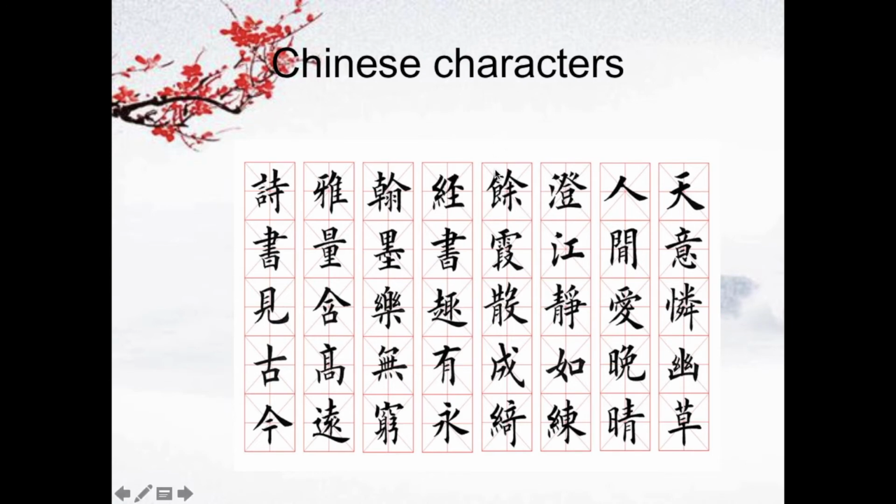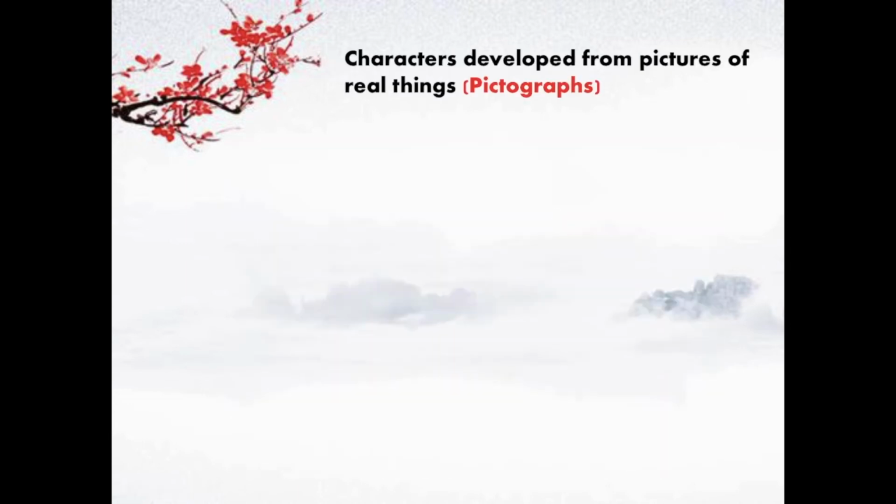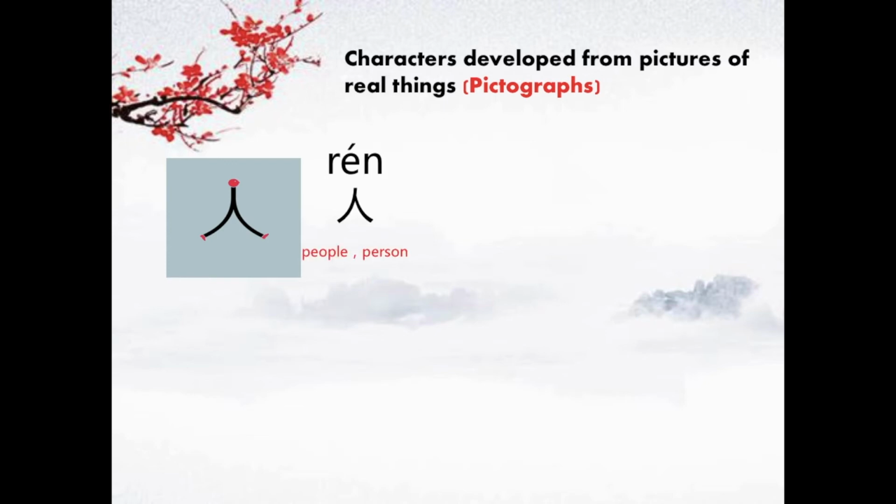The Chinese characters, well, you must be thinking they are too complicated, but actually they are not. So the Chinese characters developed from pictures of real things. Look at this character and see if you can guess the meaning of it. That one looks like a person walking. So, 人, this one means people or person.